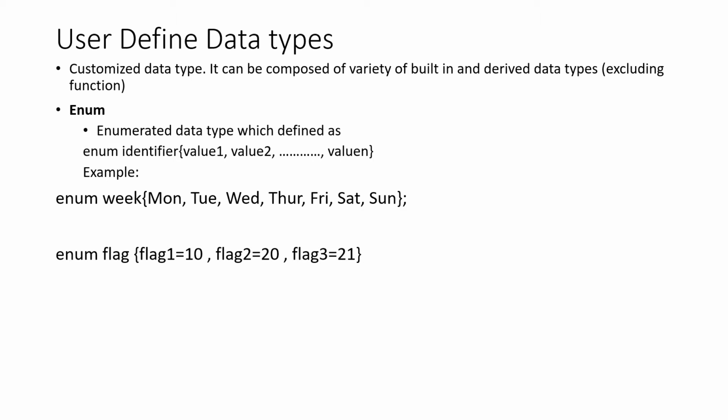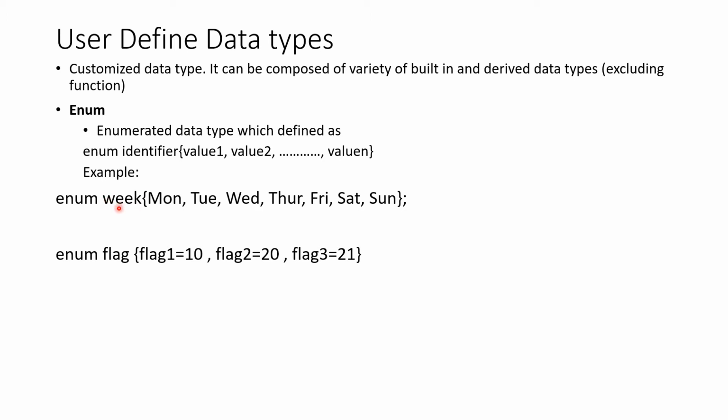First we will see the enum data type. Enum data type is used to create an enumerated data type. How is it created? This is the syntax to create the enum data type. Enum is a keyword, and after that write down the identifier, and in the curly opening and closing brackets you are going to write the values separated by commas. For example, enum week: here enum is a keyword and week is an identifier. Here you can give any name using the naming conventions of the identifier.